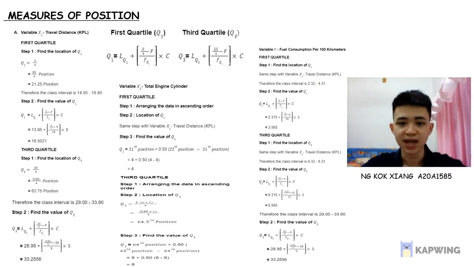To find the first quartile and third quartile for variable X1, the first step is to find the location of Q1, which is total sample size divided by 4. Then we know the class interval is 40 to 80.90. The second step is to find the cumulative frequency before the class interval and the frequency of the class interval, which are 9 and 24, and substitute the values into the first quartile formula, and the answer is 60.5021.